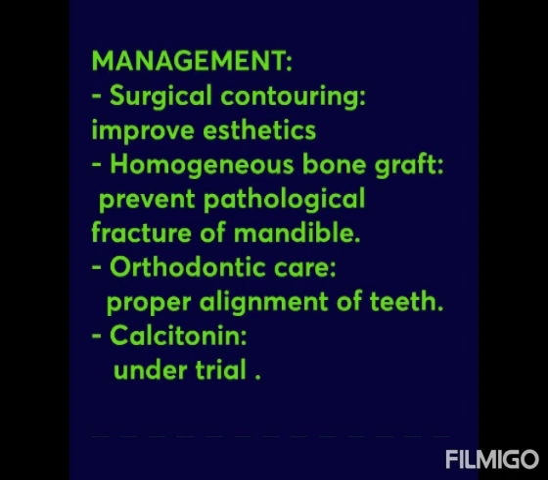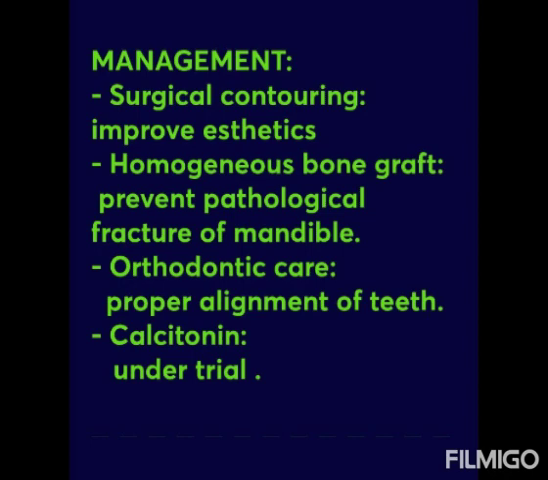So these are the differential diagnoses. The main differential diagnosis is fibrous dysplasia. Fibrous dysplasia mostly affects one side, but cherubism affects both sides of the mandible and maxilla. And giant cell granuloma affects only the anterior segment of the mandible.